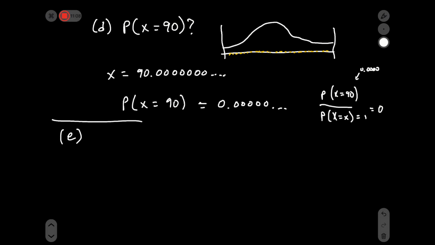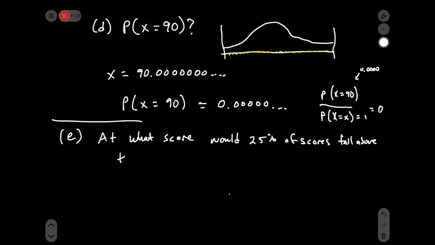Let's move on to part E. At what score would 25% of scores fall above this score? In other words, we're trying to find something in this distribution, say some score here. We don't know what this score is, but where the cumulative probability of everything above it is equal to 0.25.